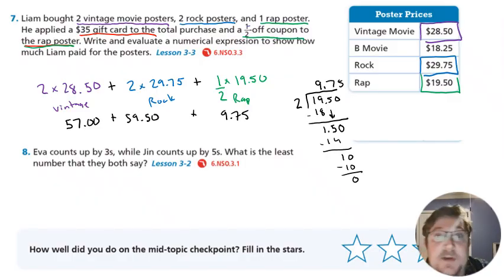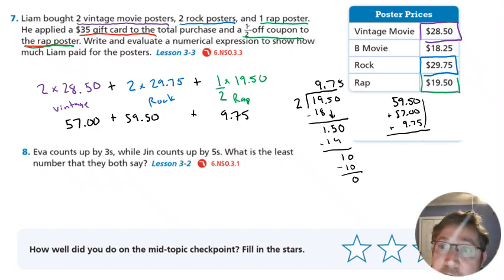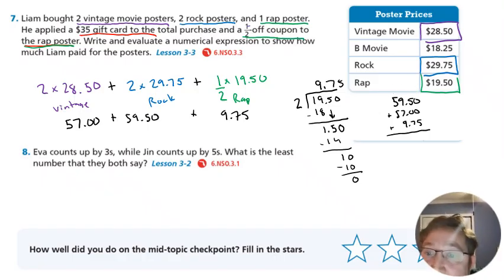So adding all of these together, we get $59.50 plus $57 plus $9.75. And make sure you line up your tenths, your hundredths, your ones, and your tens. Remember, you've got to line everything up when we're adding decimals. And if you like, you can put zeros in the missing spaces. Now let's add. 5 plus 0 plus 0 is 5. 5 plus 0 plus 7 is 12. Bring down my decimal, carry the 1.